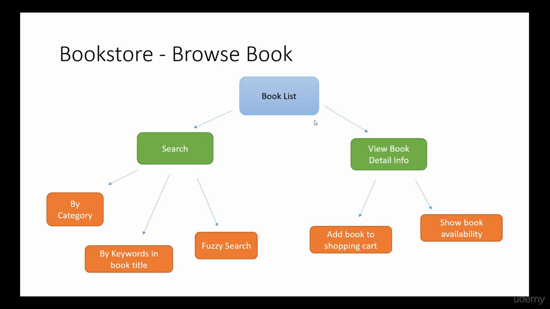And once the user finds a book that he's interested in, he can view the detailed information of the book, which is a zoomed version of the book. It will show more details like publisher and how heavy the book is and how many pages, the complete description of the book. And also the user will see whether the book is available or not.